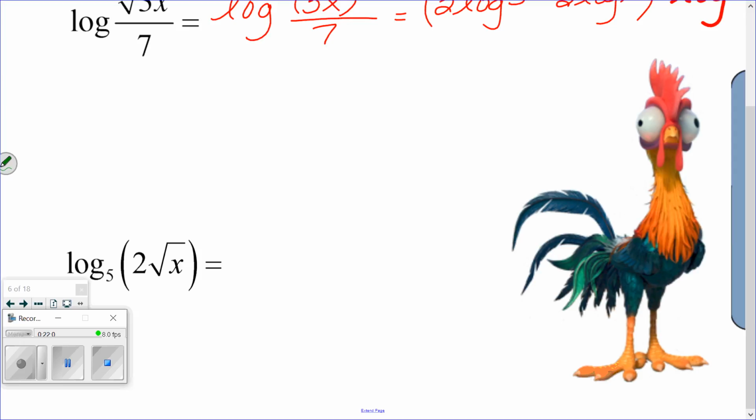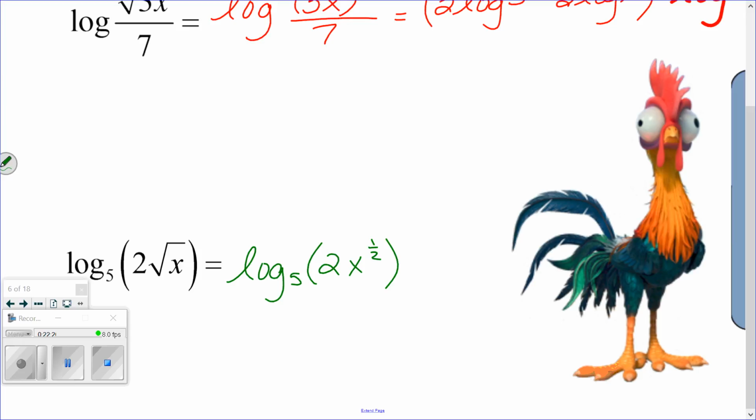Anytime you have a radical, you should rewrite that. All right, so one step at a time here. Log base 5 of 2x to what power? Half. Does the half go to the 2 and the x or just the x? Just the x, because that was the only part that was under the radical, right?